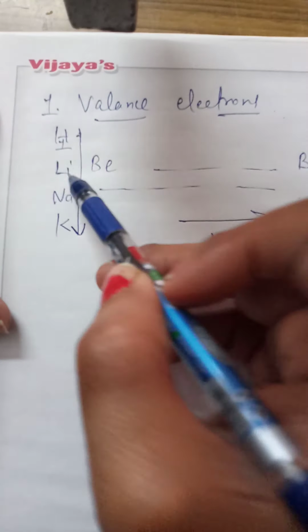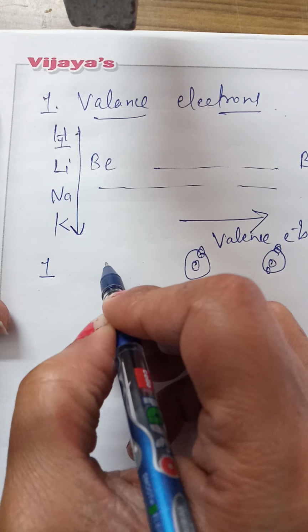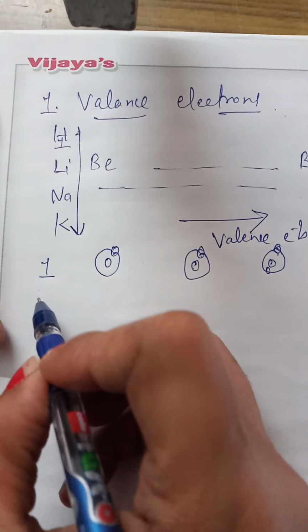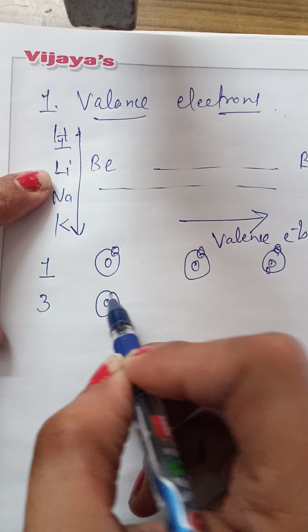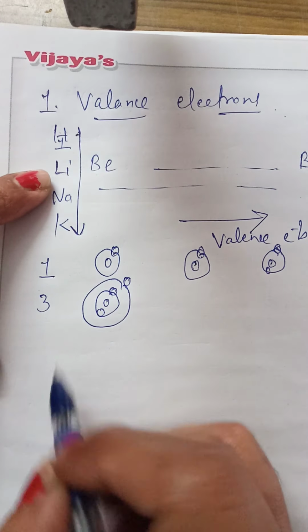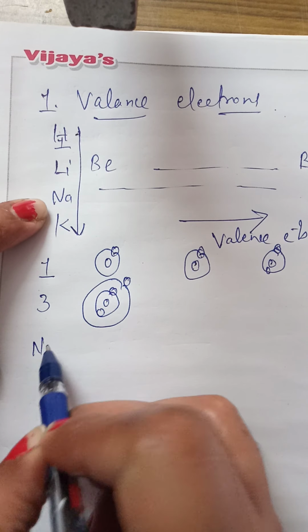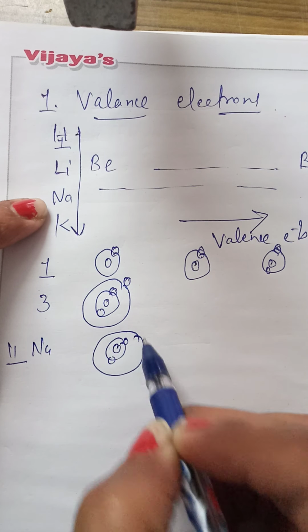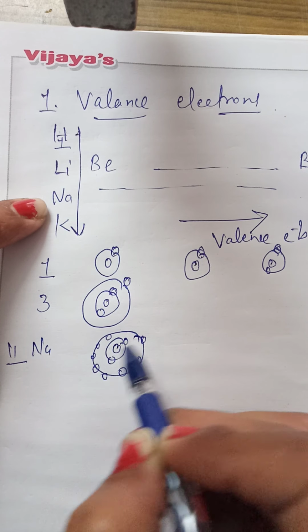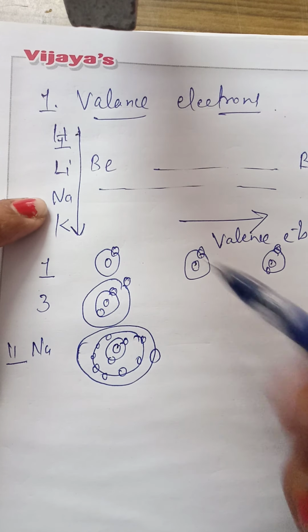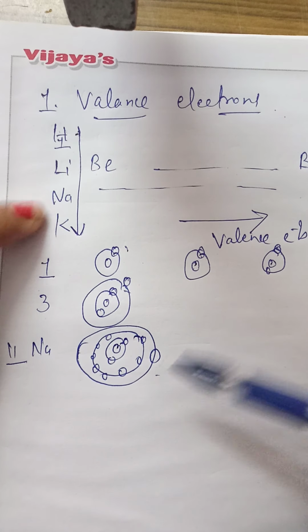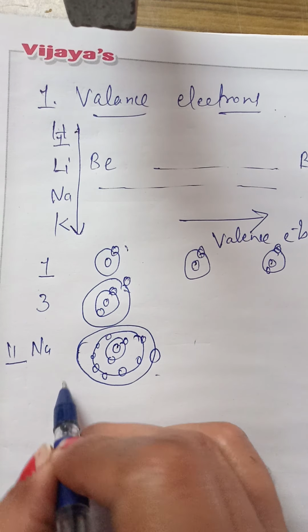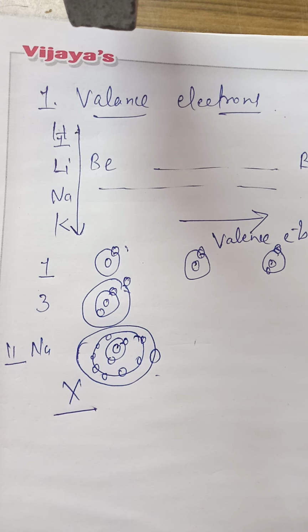Now we will examine the group, top to bottom. Suppose hydrogen has atomic number 1, so the configuration is first shell 1 electron. Lithium has 3, first shell completely filled, then the second shell. Next we have sodium, atomic number 11, so 2, 8, 1: the first shell is completely filled, then 8 electrons, and in the last shell we have 1 electron. So we observe here 1, 1, 1. In the outermost shell only 1 electron, so there will be no change in valence electrons down the group in the periodic table.